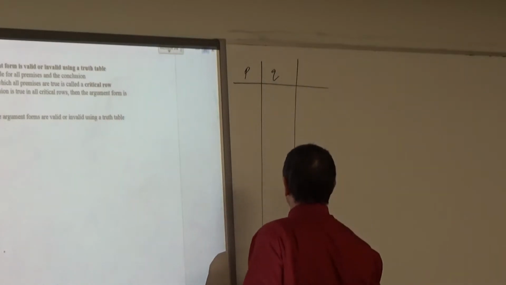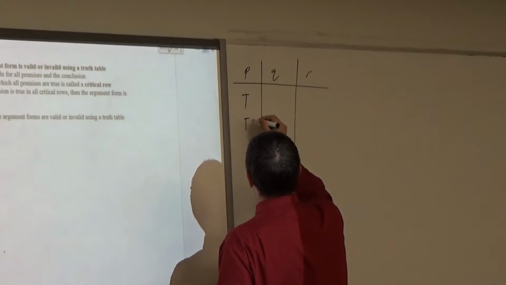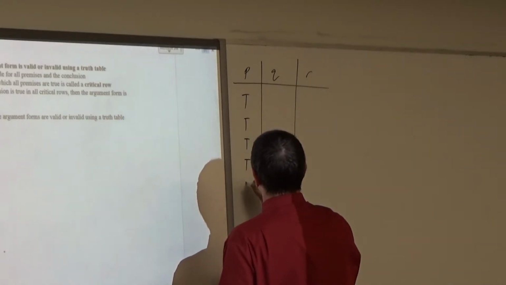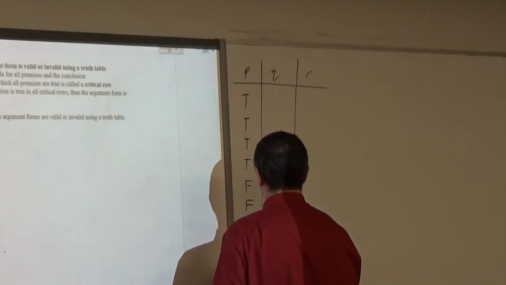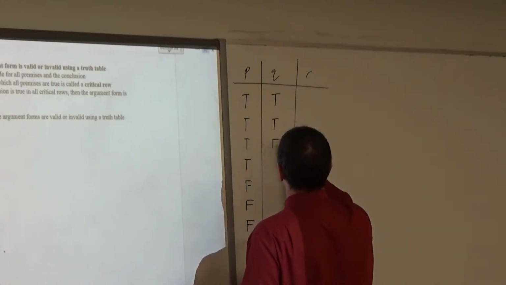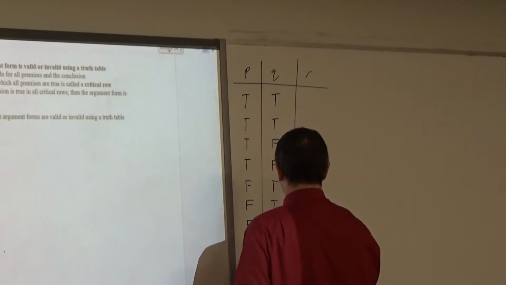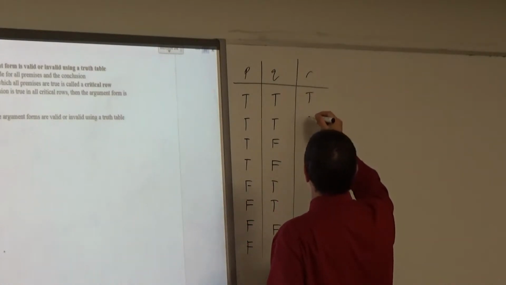P, Q, R. And we have our 4 T's. And we have our 4 F's. Blah, blah, blah, blah. God, I have to do this for the next 35 years of my life. Awesome. You can write that on the teacher evaluation.